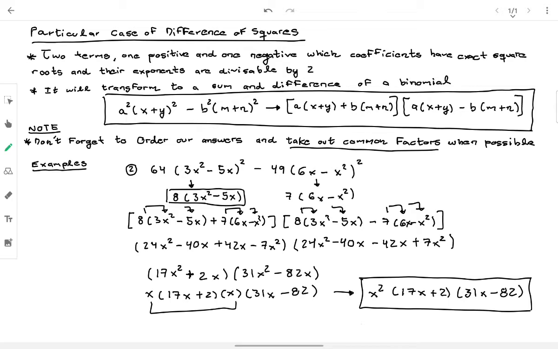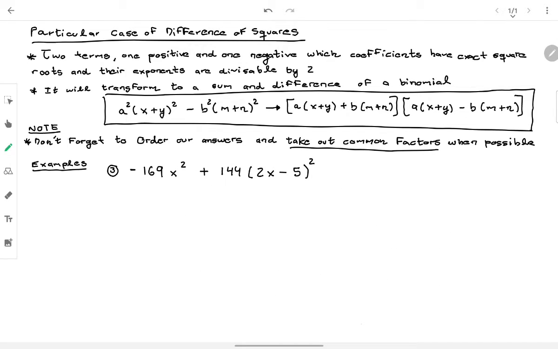So let's go with one last exercise for the particular case of difference of squares. So imagine we have something like this. We have two terms, one positive, one negative. Both of them have a specific square root. So let's see how to do it.